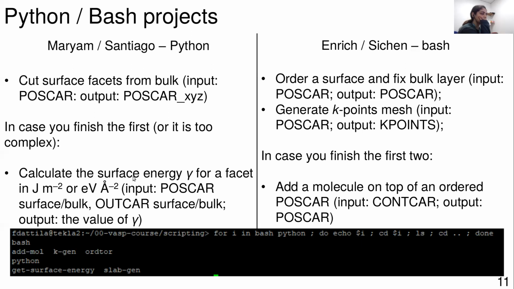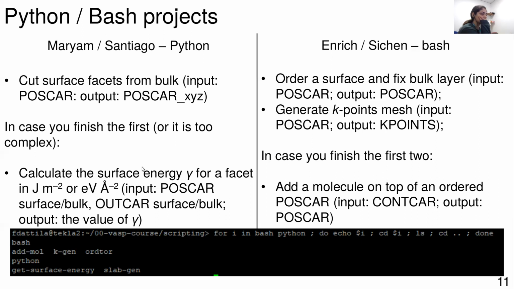So this is: calculate the surface energy, gamma, of a given facet, okay? And you can calculate it in joule over square meter or electron volt over angstrom squared. Well, I mean, there is a conversion.